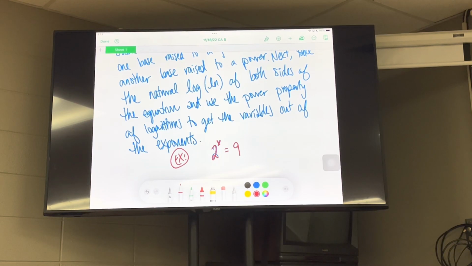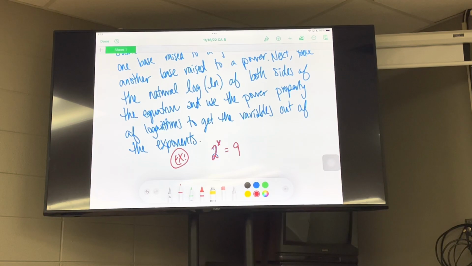But we don't want to do that, right? So how do we solve this? This one is already taken care of, that first part, where it's a base raised to a power equals another base. So we're good there. We don't have to move anything over. We're good.